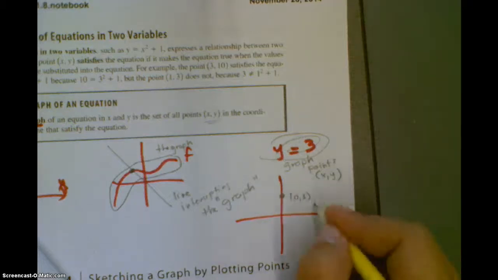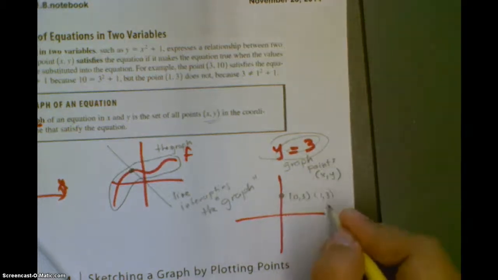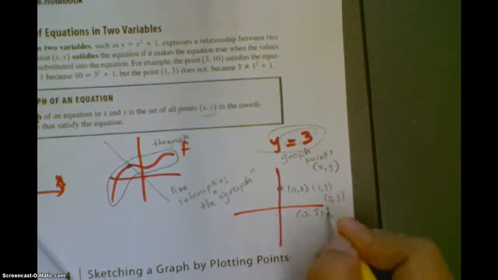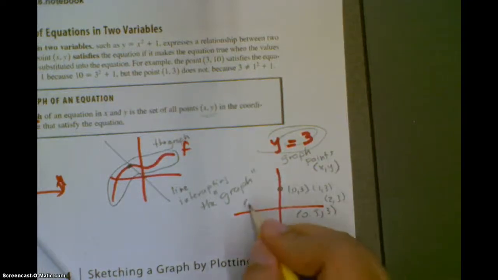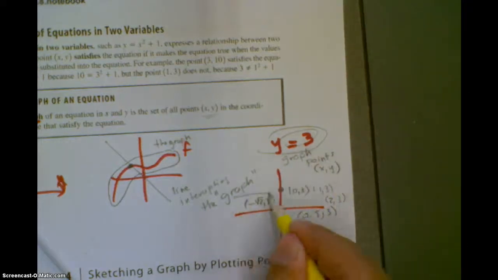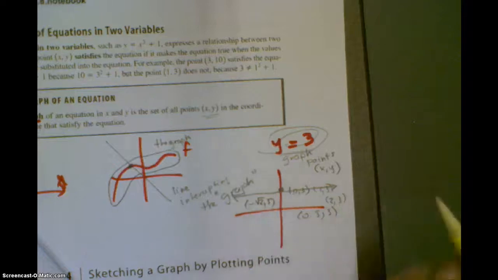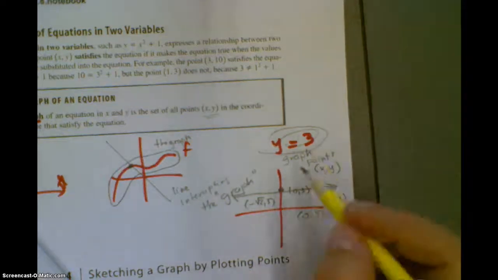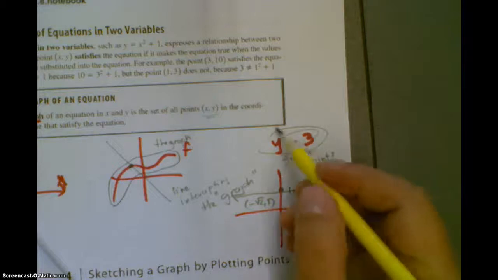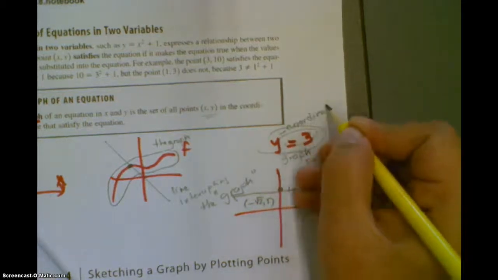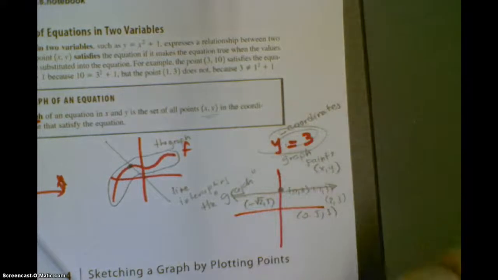So not only (0, 3), (1, 3) is also there, (2, 3) is also there, (0.5, 3) is also there, 0.53, (negative square root of 2, 3) is there. All those points belong to the graph of this equation. That's why the graph of y equals 3 is a line rather than just having one single dot. So that's what this equation is saying. All the y coordinates for all the points that I want to graph have a value of 3.